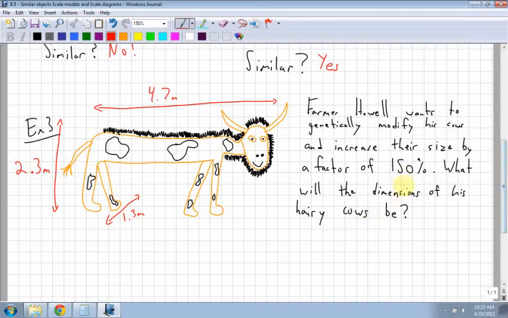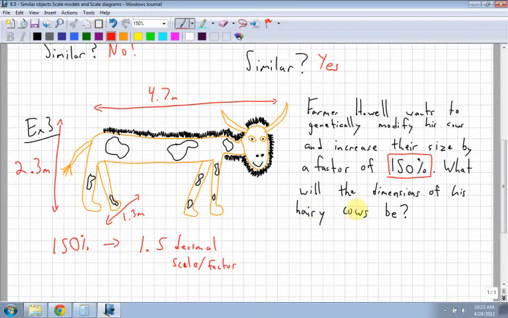Okay, well, let's see. Increased by a factor of 150%. So if I'm looking at 150%, I need to change that to a decimal, which is going to be my scale factor. So it's increasing in size, 150%, change it to a decimal. Remember, you move the decimal two places, so you get 1.5 as my scale factor. What will the dimensions be?